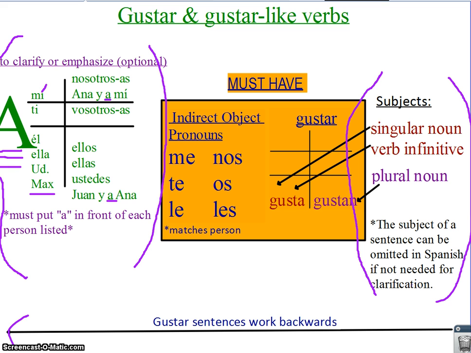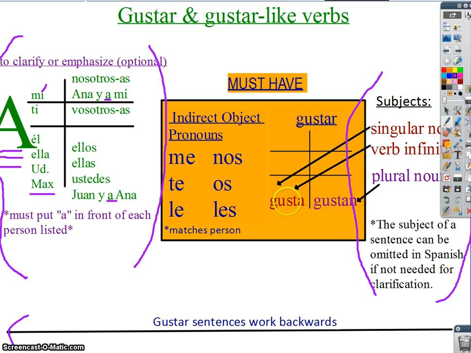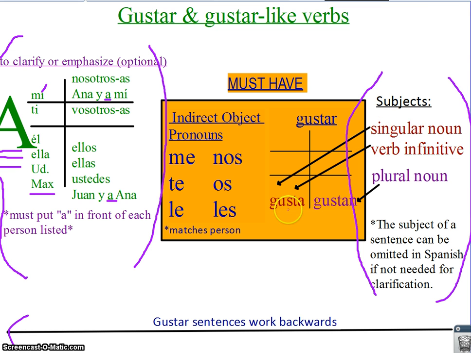So please spread this out on your paper into like 3 separate dimensions, all the way to the right, in the middle, all the way to the left. Nice and neat. And again, it's because if I was saying I like pizza, I hope you guys know that Gustar really means to be pleasing. What you're really saying is pizza, that's the subject of the sentence, is pleasing, so it's what you have to conjugate Gustar for, to me. And since it's happening to or for someone, you have to have an IOP.